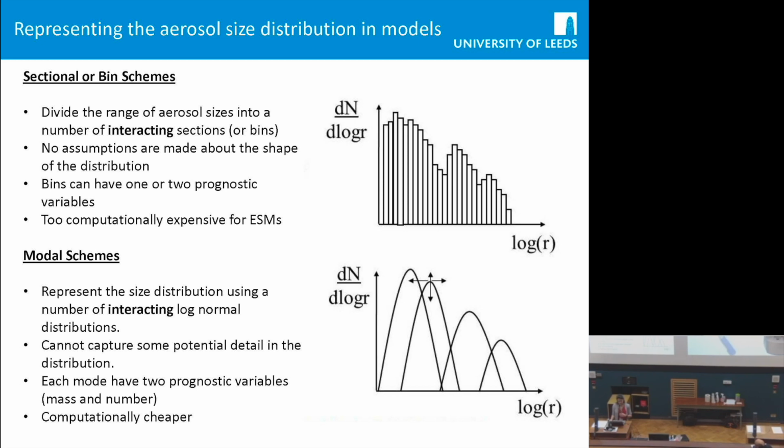In GLOMAP-mode, like other modal models, each of those modes will be tracking the mass and the number of particles that are present, and from that we can work out how much of each different component is there. I'll come on to what those components are in a minute. As you can imagine, this is computationally much cheaper to run, and it can be flexible as well. You can run with different modes activated, and you can simplify it even more if you want to. There are some global models that will just have two modes, for example, but you're obviously then compromising a bit on the detail.